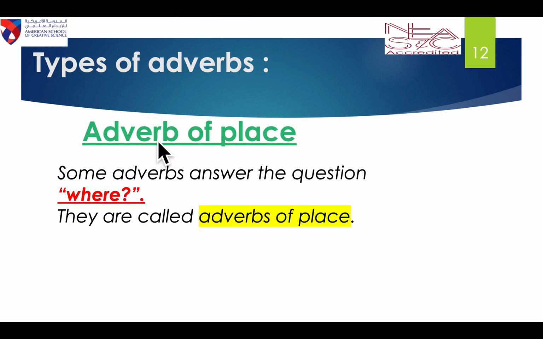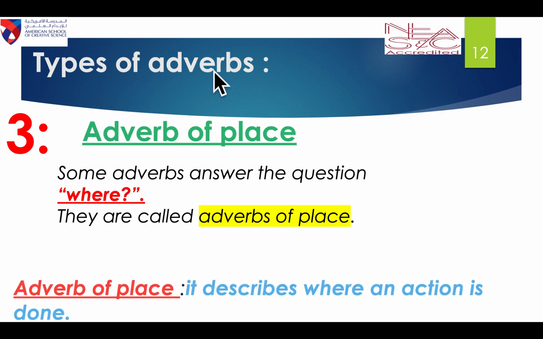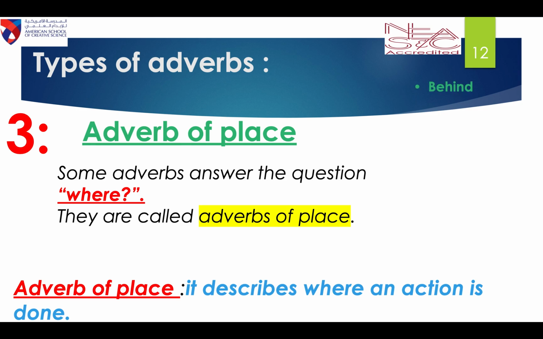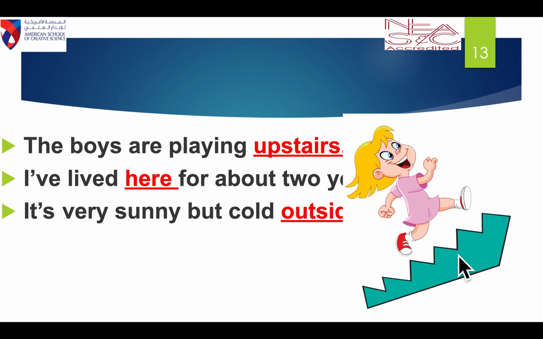Okay, so we have our types of adverbs. Our adverb of place is when the adverb answers the question where. So an adverb of place answers the question where. This is our third type of adverb. So we've done two already. This is number 3. An adverb of place describes where an action takes place. Where does it happen? Here are some example words: behind, up, down, upstairs, downstairs, in, on, over, out, under, nearby.